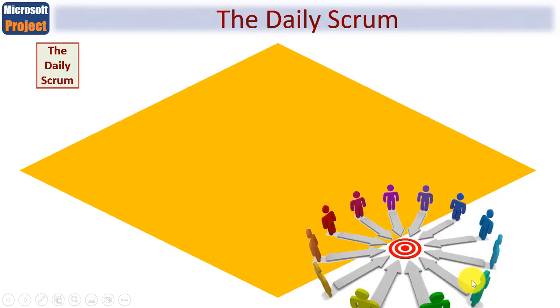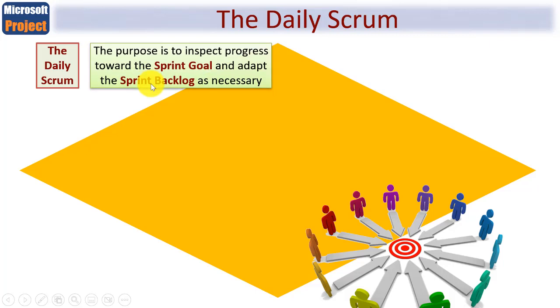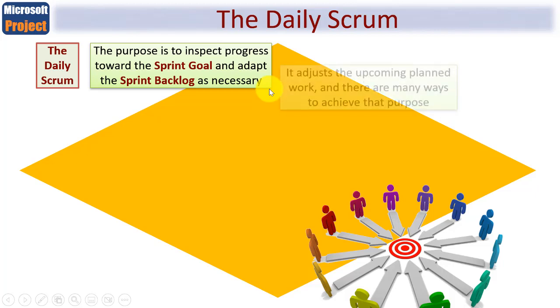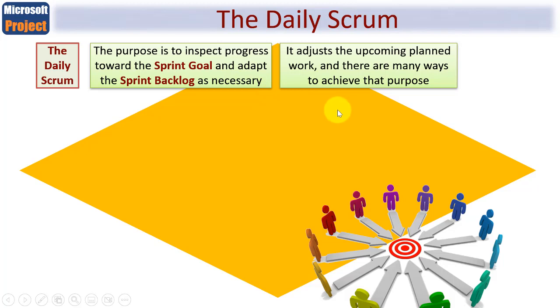Now, I touched on in our overview the Daily Scrum, sometimes called a stand-up meeting. And if you want the truth, it's that if you booked a meeting room and everyone sat around in comfortable chairs, then it's highly likely that it would turn into an hour meeting and it would be well off topic. The focus of the Daily Scrum, or Daily Stand-Up, is to ensure that the sprint is on track to achieve its goals, and if necessary, to adapt the sprint backlog. You'll recall that's the subset of features taken from the product backlog, and therefore the Daily Scrum adjusts the upcoming planned work. And of course, there are many ways to achieve that purpose.